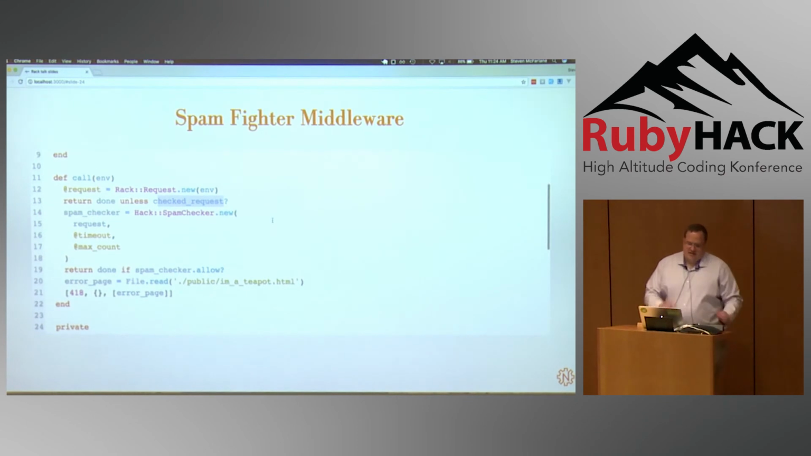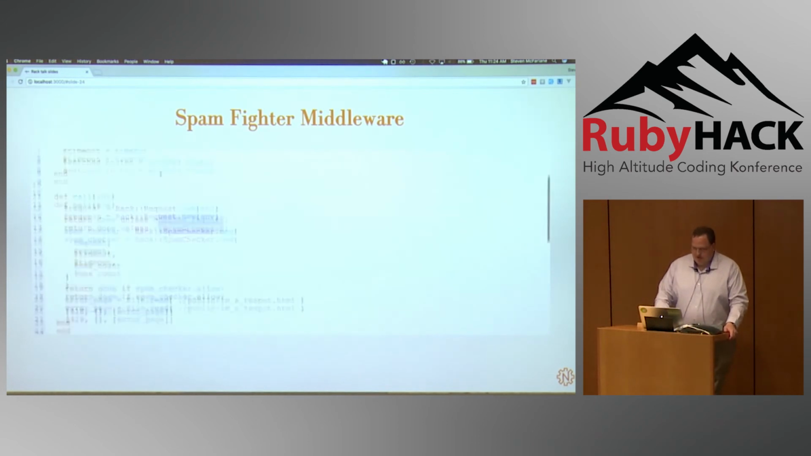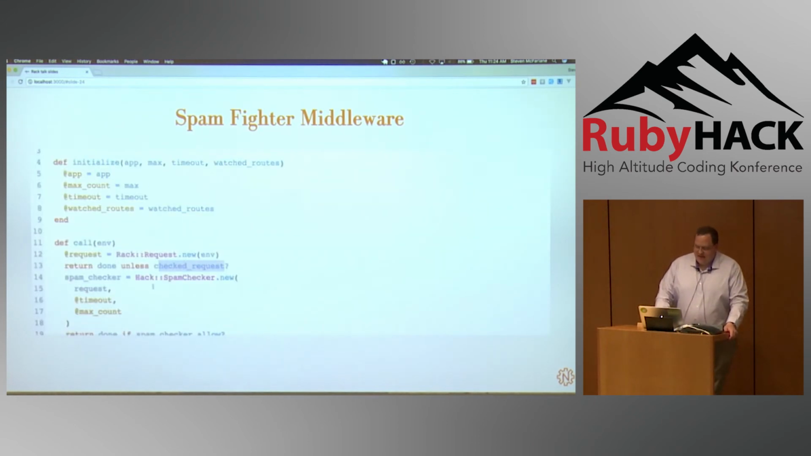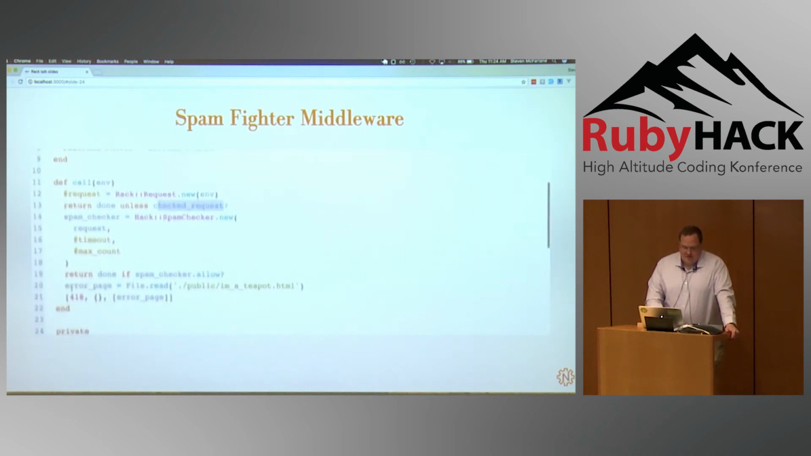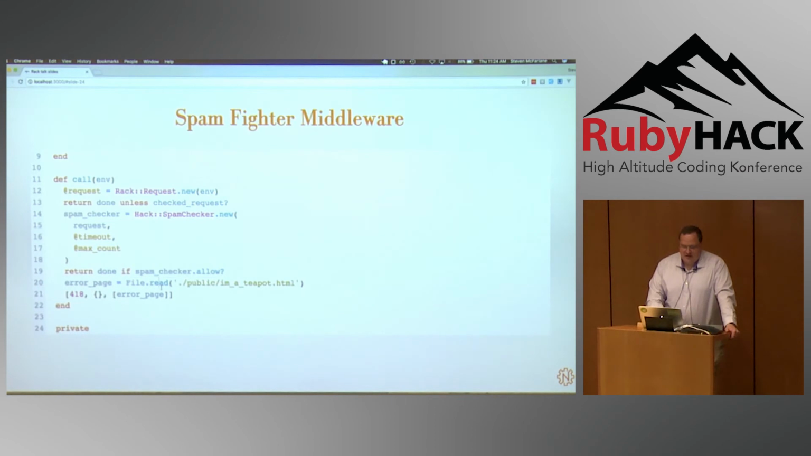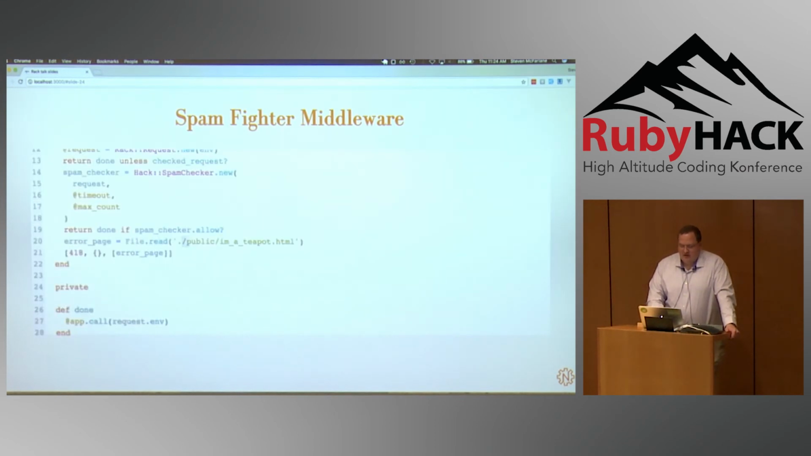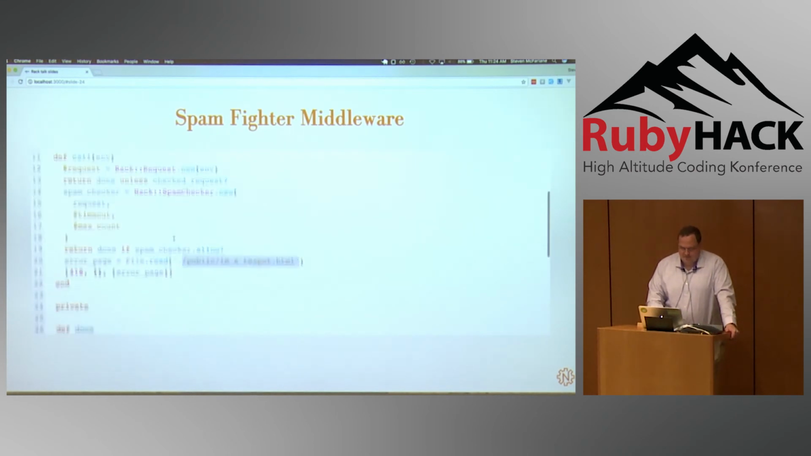So it's a simple method for determining if the current path matches what is in my watched routes. If it is, then it instantiates a Rack checker who goes and sees if it is allowed. And then I check for if they are not allowed. Public I'm a teapot HTML is what will get shown.